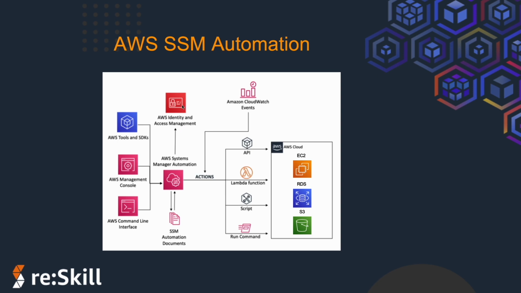Once the automation is triggered, it will check for permissions and the trusted entities for the IAM role passed while executing the automation. It will check the automation documents, that is your runbooks and playbooks. Based on the steps mentioned in the document, it will trigger API, Lambda function, script, or the run command, or a combination of these actions, and it will run automation across EC2 instances, RDS or S3 buckets, and many more services as per the requirement.